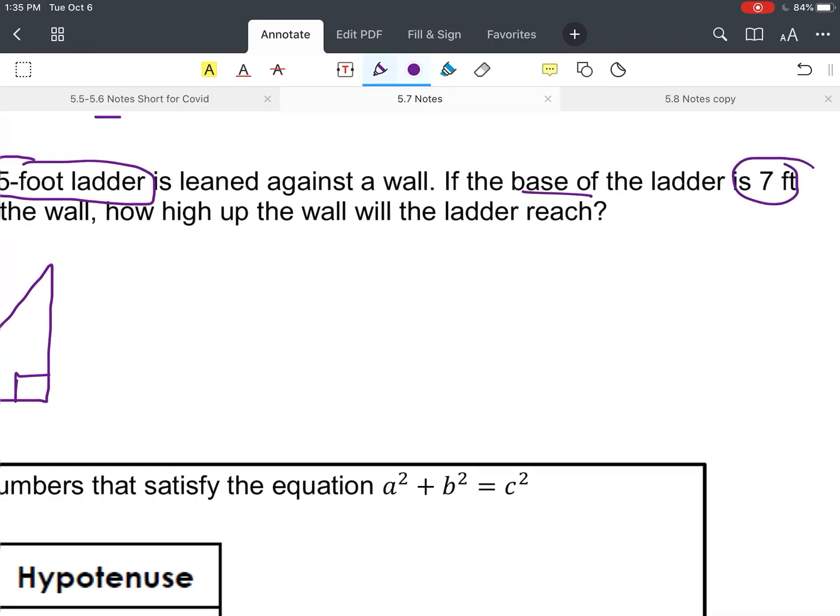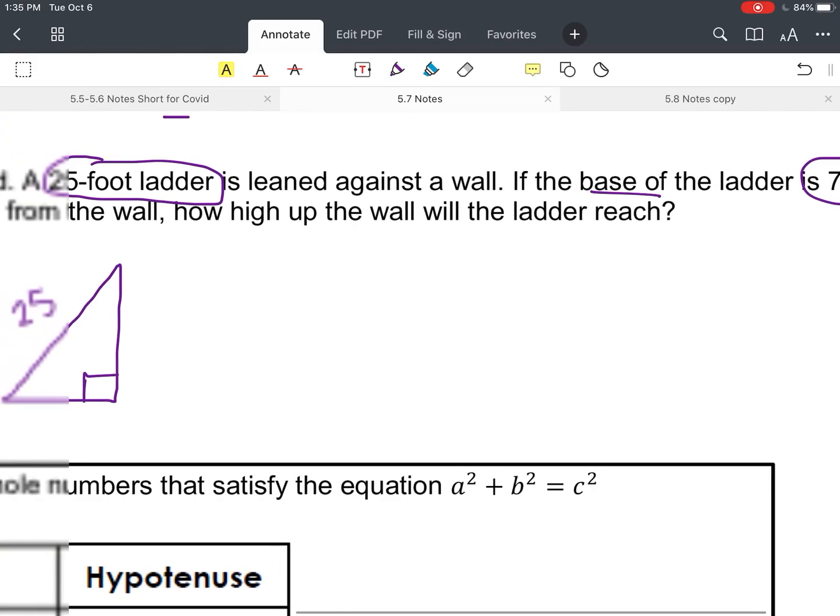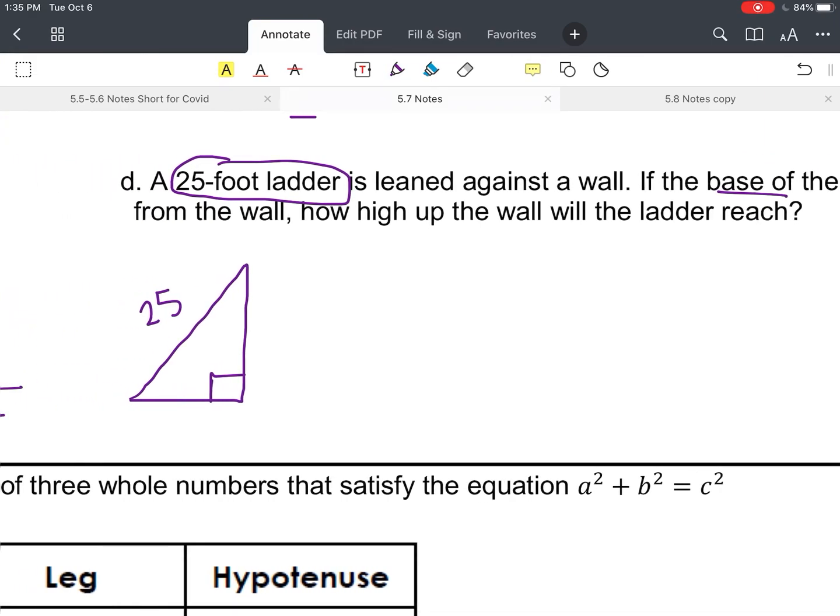It says if the base of the ladder is 7 feet from the wall, so the base is 7 feet. So I'm going to write that at the bottom. How high up the wall will the ladder reach? So I'm going to draw 7 here at the base, and I'm trying to find the height, which is h. So that's my picture.